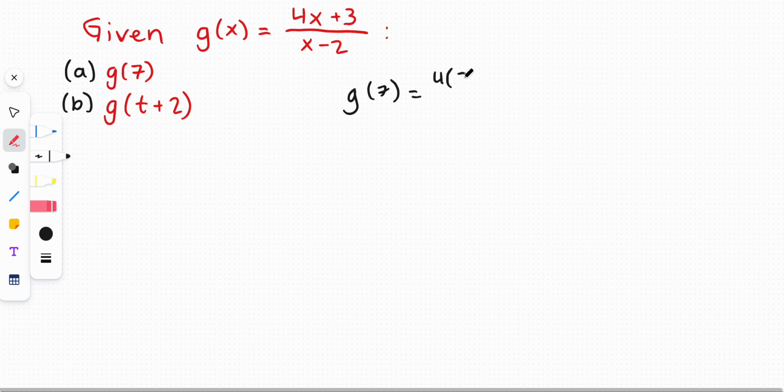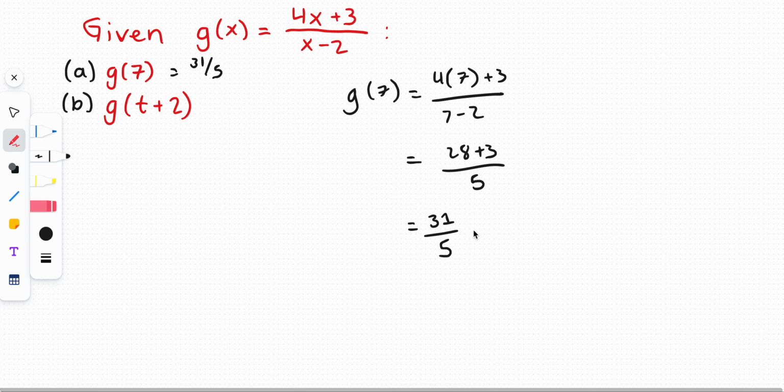So it's going to be 4 times 7 plus 3, and then we have 7 minus 2. So this is just going to simplify to 28, which is 4 times 7, plus 3, and then 7 minus 2 is going to be 5. Right, so 28 plus 3 is going to be 31 divided by 5, right? And this is going to be our answer.